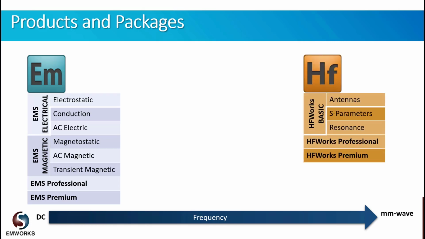EMworks is an electromagnetic simulation software for RF, microwave, high frequency, and high-speed electrical and electronic devices. It covers many applications including a wide range of antennas, resonators, filters, connectors, and waveguides.